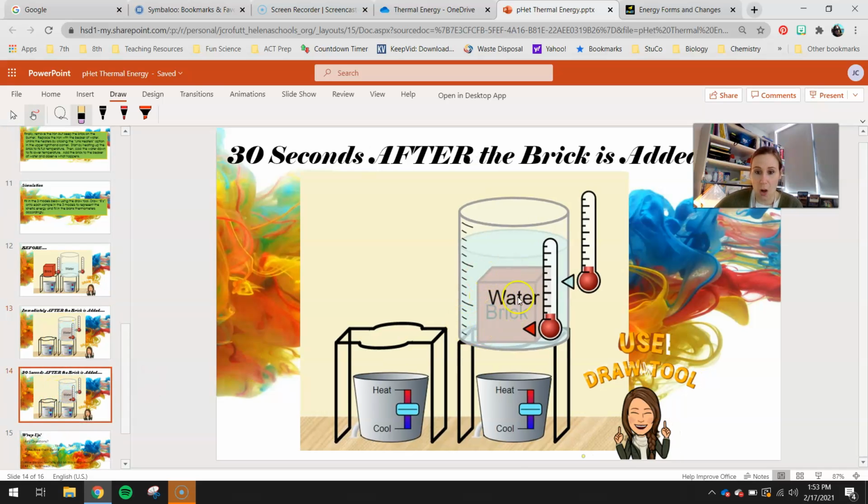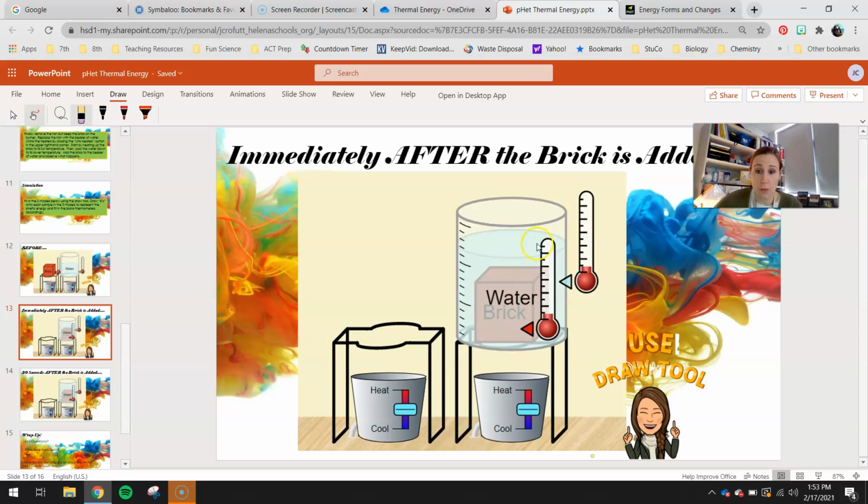Okay, so our brick has been in our water for about 30 seconds. So what does the temperature look like? What do those E's look like? Okay, so don't forget the E's on both the water and the brick here. They shouldn't necessarily look the same.